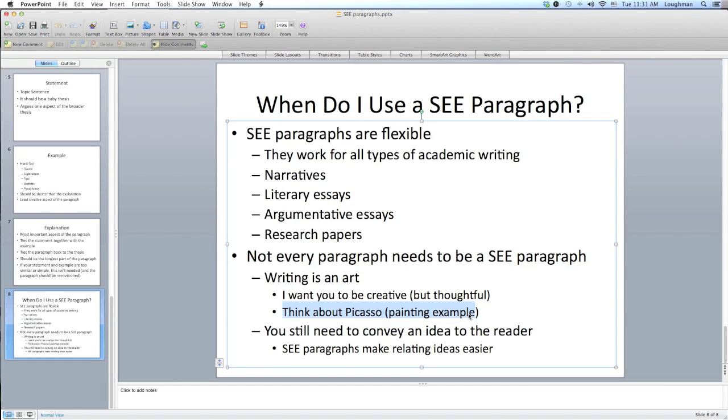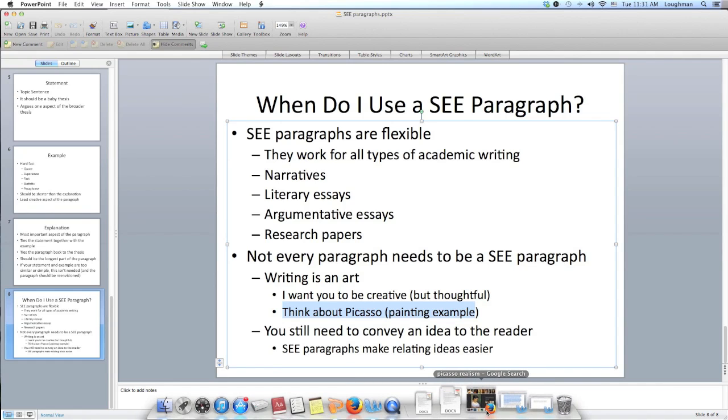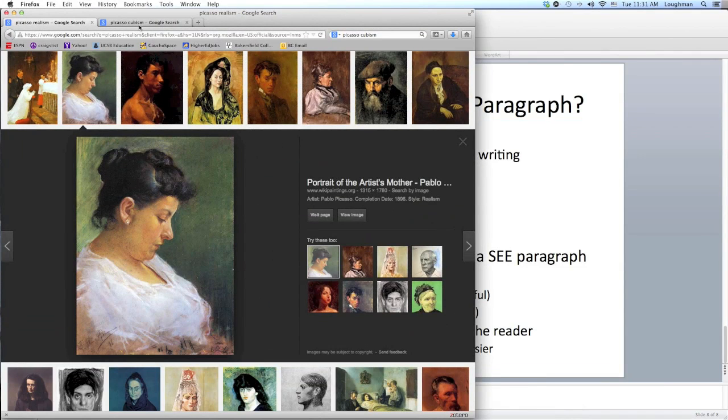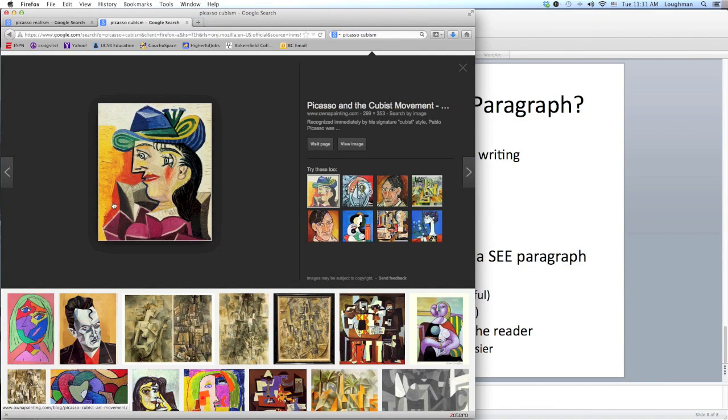The reason why I have this Picasso thing is that when people think about Picasso, well, I think about this type of stuff right here. I mean, it looks awful, right? It doesn't look like a person. It's his perspective on that person.